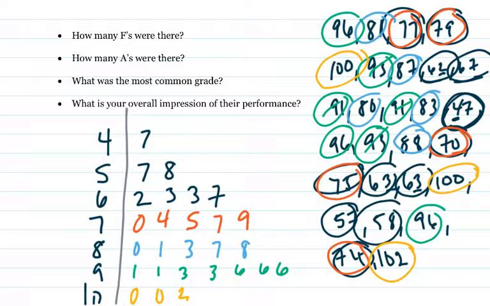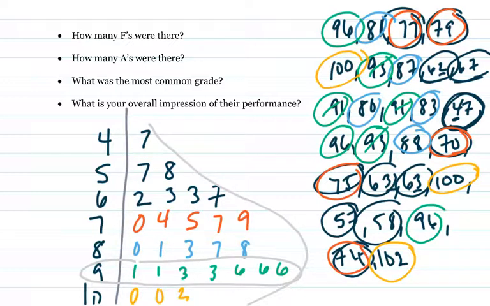The nice thing about a stem and leaf plot is that you can really see the shape of the data. The majority of people got scores in the 90s. Okay, and overall they did pretty solid. But then we have to answer these questions.